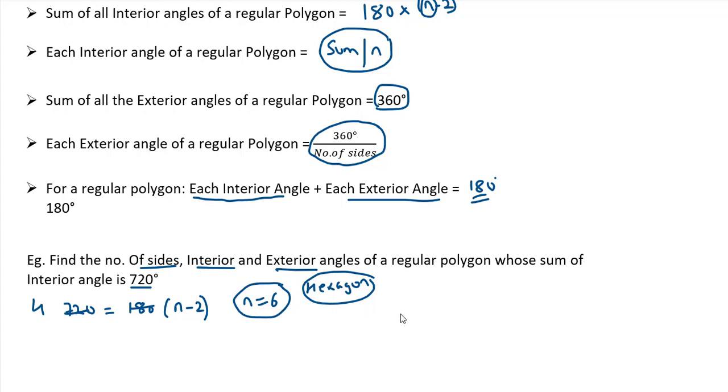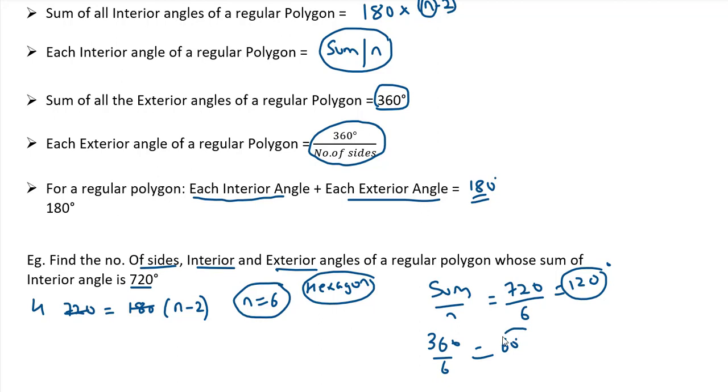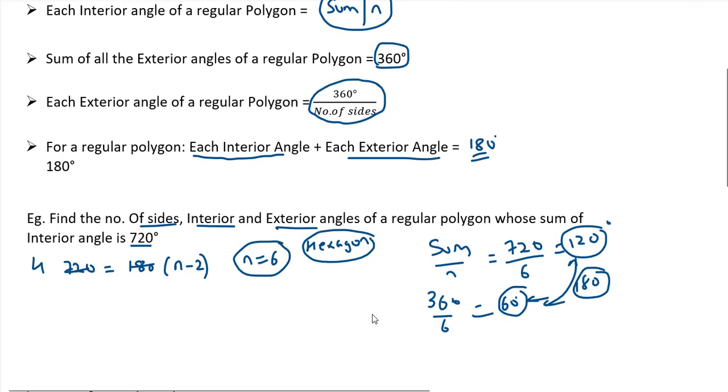Now each interior angle will be given by sum upon number of sides. Sum of all interior angles is given to be 720 divided by number of sides, which is 6. So 6 into 12 gives 72, and each interior angle will be 120 degrees. Now each exterior angle will be given by 360 upon number of sides. So 360 divided by 6 will give me 60 degrees. So each exterior angle in case of a hexagon will be 60 degrees. Now if you add these two, you are going to get 180 degrees. So sum of each interior angle and each exterior angle will be 180 degrees. Let us now move ahead.